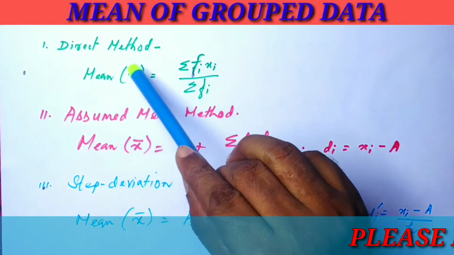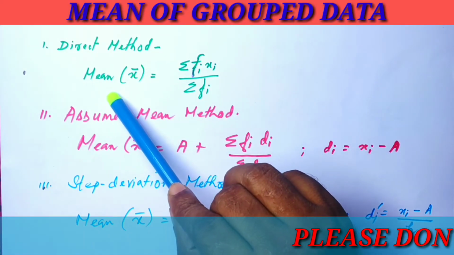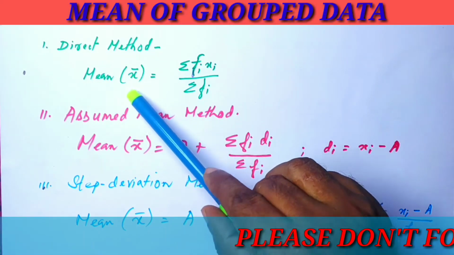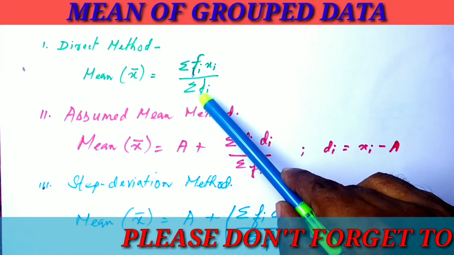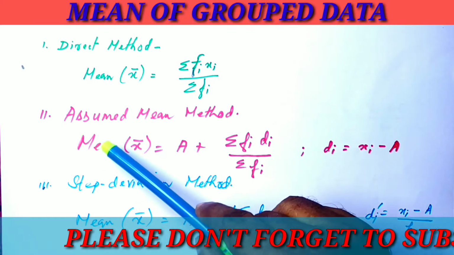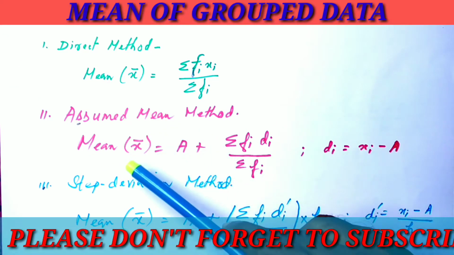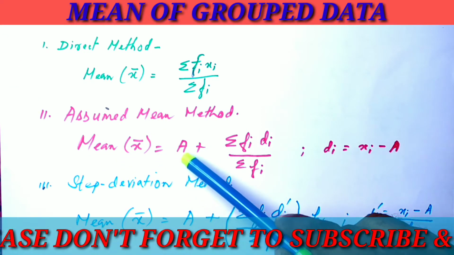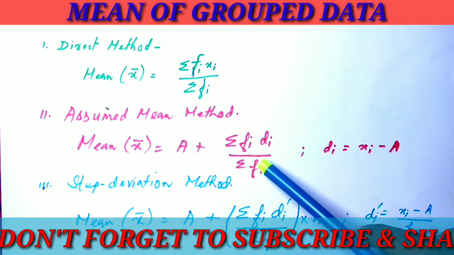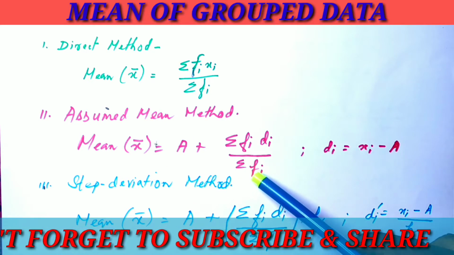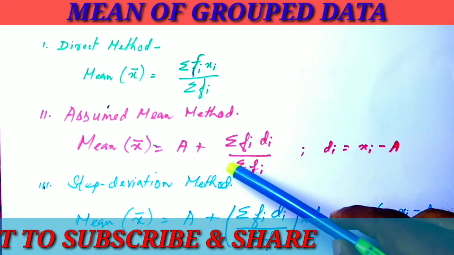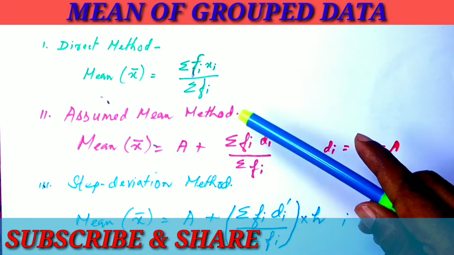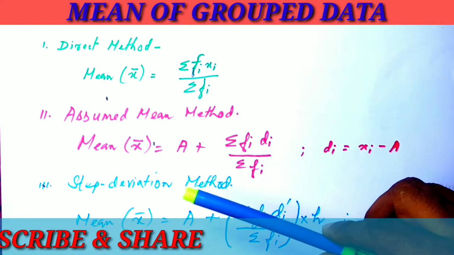The first one is our direct method, which is given by mean x bar equal to summation fi xi divided by summation fi. The second method is our assumed mean method. Mean is given by a plus summation fi di divided by summation fi, where di is given by xi minus a. We shall discuss this f and xi later on.